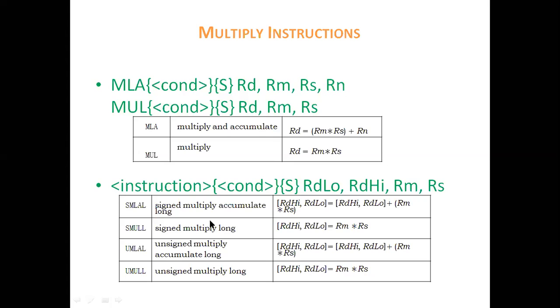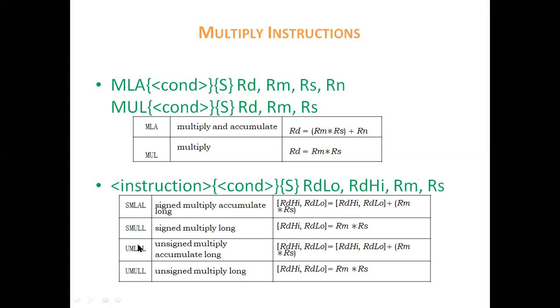And there is something called long multiplications, right? Where the result of the multiplication goes beyond 32 bits. If the result of a multiplication goes beyond 32 bits, then you cannot fit it into a 32 bit register. So what you do is that we are storing low order bits in one register and the high order bits in another 32 bit register, right? There are a few instructions we have, that is SMLAL, signed multiply accumulate long, and SMULL, signed multiply long, and UMLAL, unsigned multiply accumulate long, right?